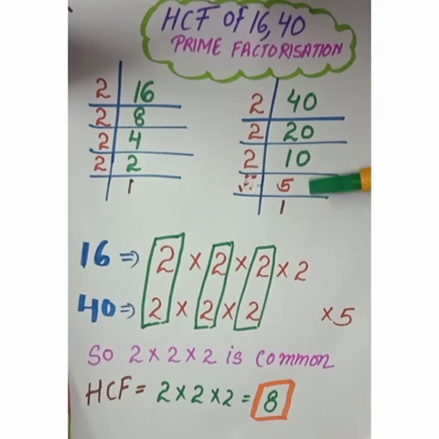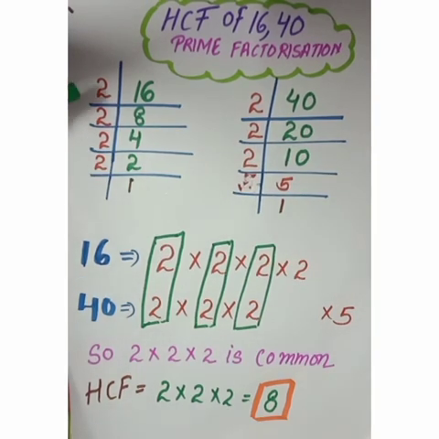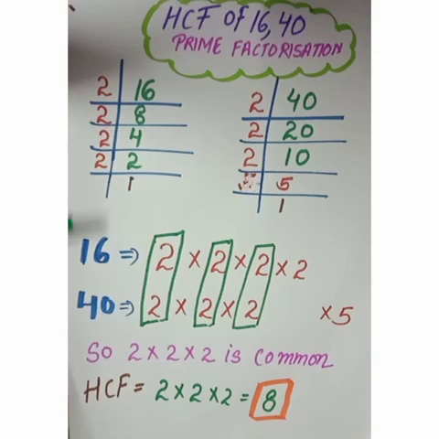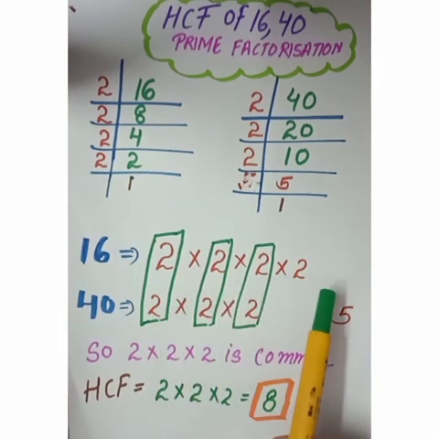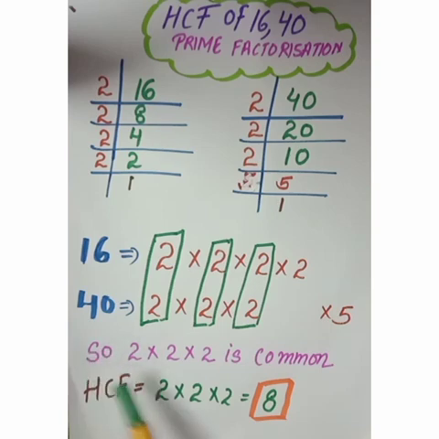Now we write all the prime factors of number 16. What are the prime factors of number 16? 2 multiply 2 multiply 2 multiply 2. It means 4 times 2 we have to write. Here we have written the 4 times 2. Next, number 40. We write down all the prime factors: 2, 2, 2 and 5. So we wrote 2, 2, 2, 5.